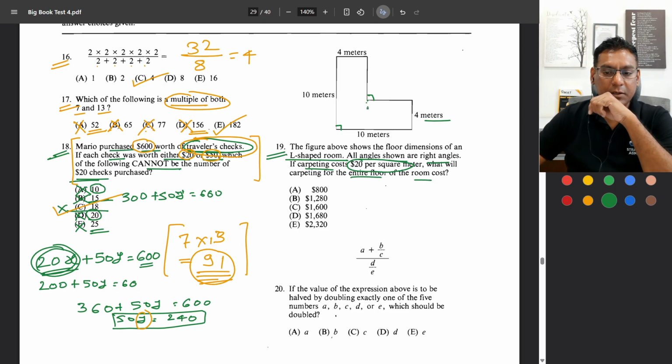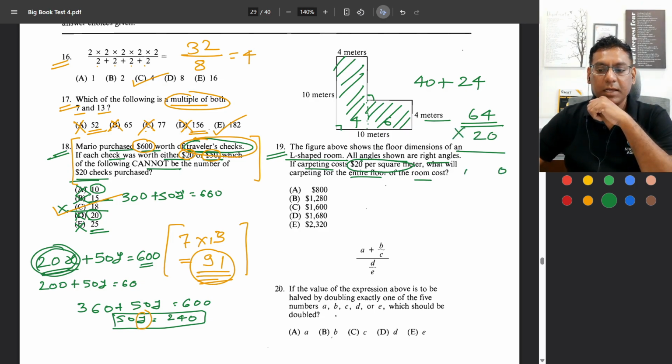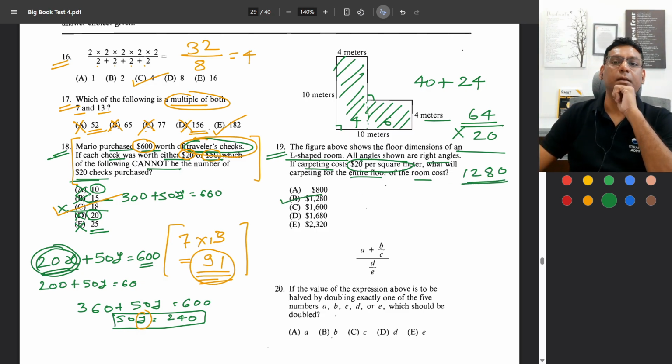Let's see, if I draw this so that I get two easy rectangles, what is this going to be? This is going to be 4. The whole is 10, so this is going to be 6. So this is going to be 6 times 4, that is 24, and this is going to be 10 times 4, that is 40. So total is going to be 64 square meters. Multiply that by 20 to get the carpeting cost. So that comes out to be 1280. Answer choice B. Pretty straightforward.